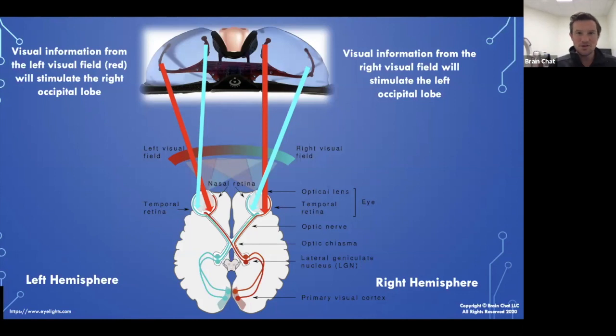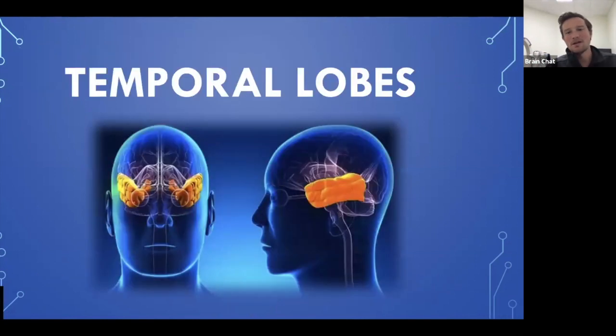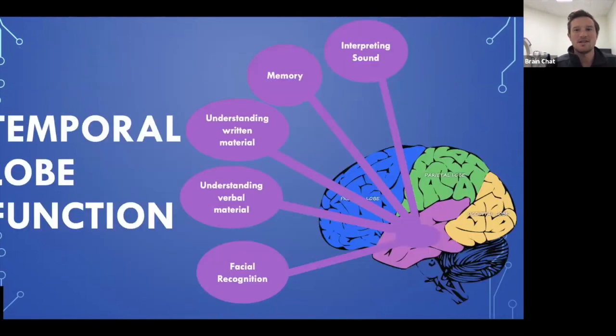Again, simple, basic, but it's sometimes the little things that can help. So that's the occipital lobe. Moving on to temporal lobes. These have a temper. No, I'm just kidding. Some of the basic functions of the temporal lobes: interpreting sound. They play a significant role in memory, understanding written material and verbal material, and also facial recognition.